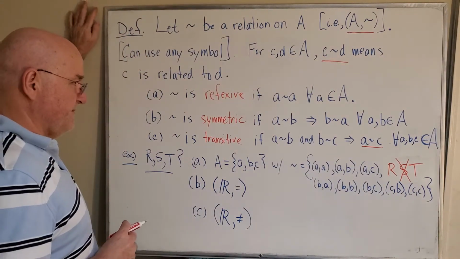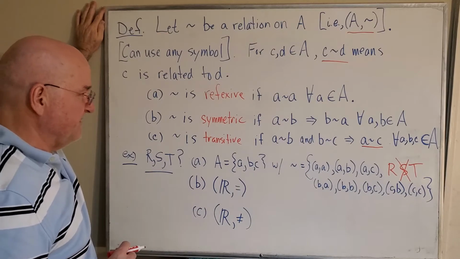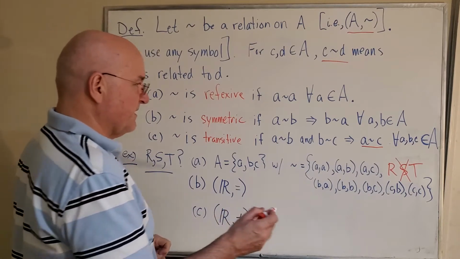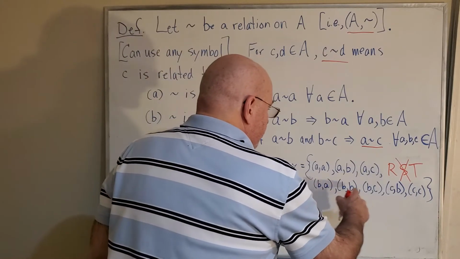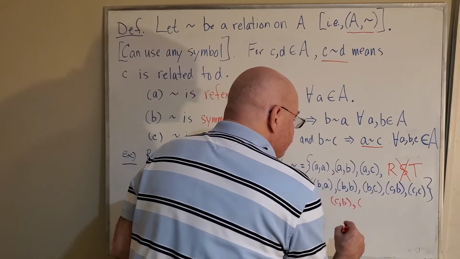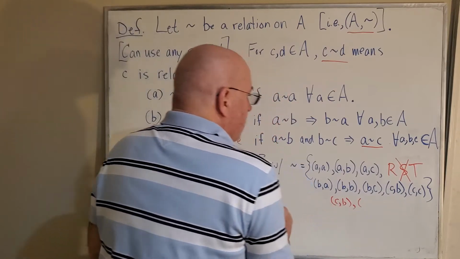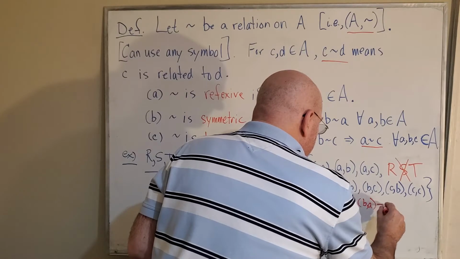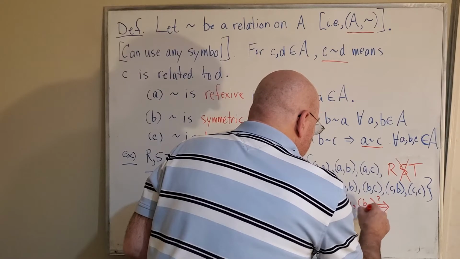Is it transitive? Well, if it had every one of the possible elements, it would be transitive. But I don't think it is transitive. Which one is missing? CA is missing. Well, notice that CB is there, and notice that BA is there. I'm putting a question mark above that.